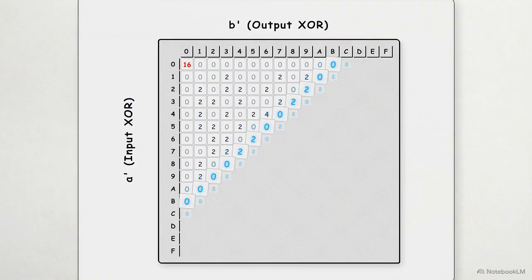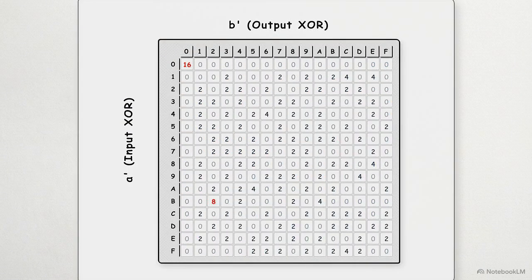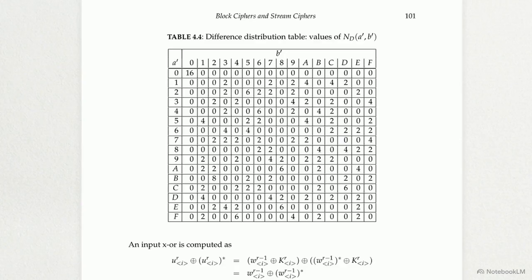Cryptanalysts calculate these anomalies for every single possible input and output combination, mapping them out on a master grid. This grid is the difference distribution table. It maps the comprehensive biases of the S-box. The y-axis, A prime, represents the input XOR. The x-axis, B prime, represents the output XOR.